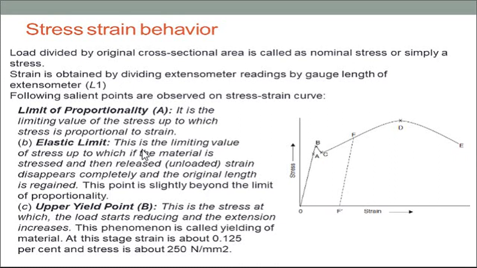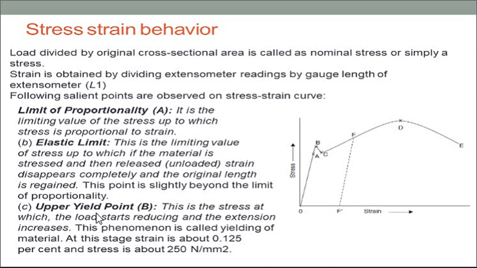After that, the elastic limit. This is the limiting value of stress up to which, if the material is stressed and then released, the strain disappears completely. It means whenever stress is applied to the material, beyond the limit of proportionality, if you unload it or release the stress, the strain disappears and it regains its original shape and original length of the member. That particular point is called the elastic limit. The elastic limit point is slightly beyond the limit of proportionality.